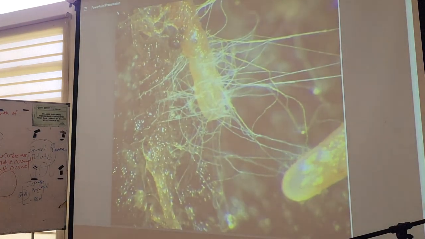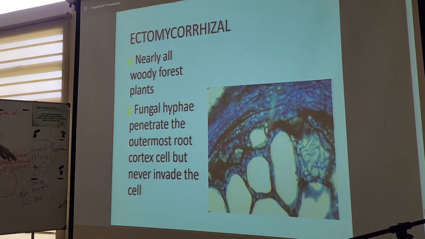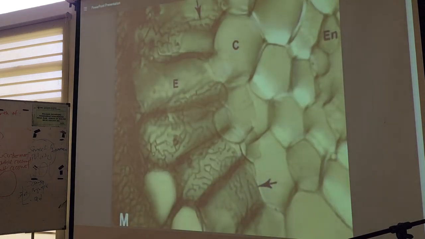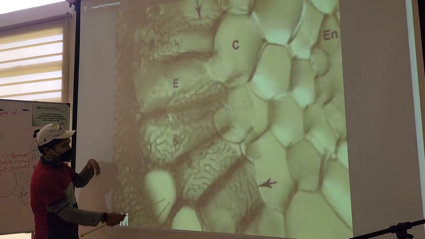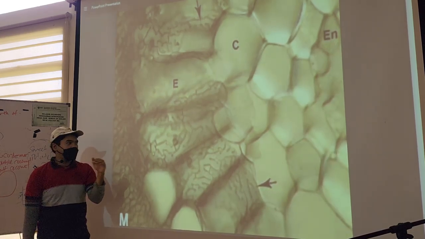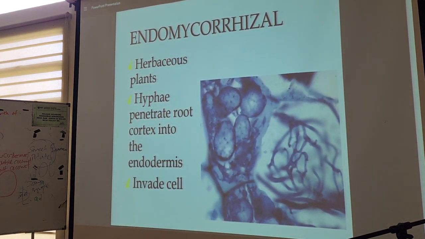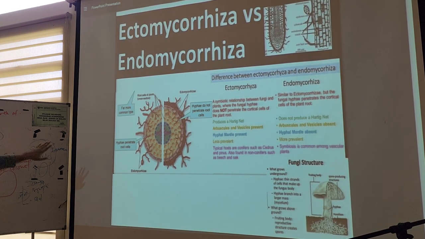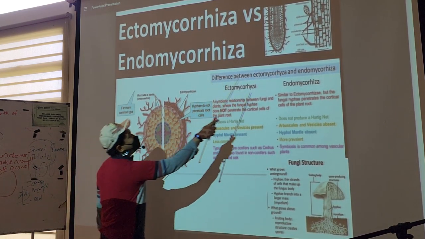Also, this is the picture. So there is ectomycorrhiza. Ecto means outside. And there is endo. Not a clear picture of it, but this is actually the hyphae, the root of the fungus that gets into the cell. Endo means inside, meaning that the fungus has entered inside the cells. Two types: ectomycorrhiza and endomycorrhiza.